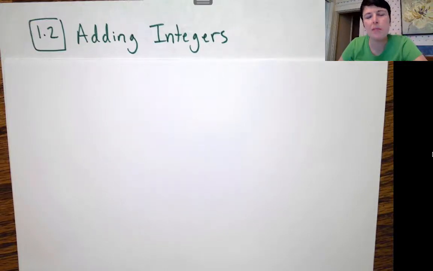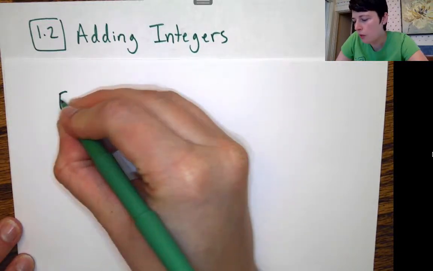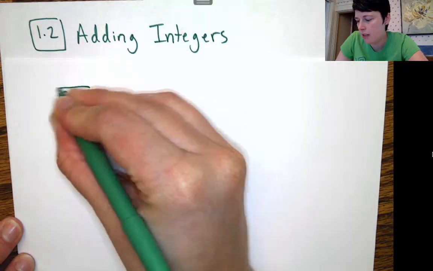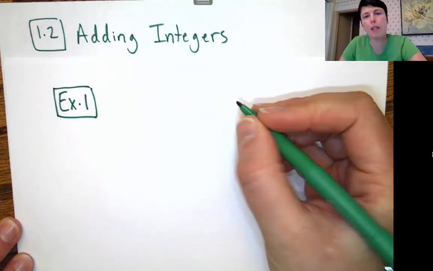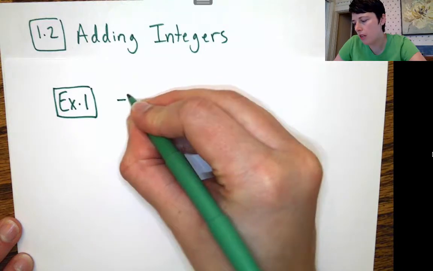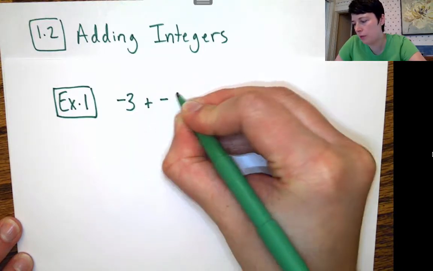Alright guys, another video on adding integers for you. We're going to look at some more types of problems because these take a lot of practice actually. So we're going to look at a problem that looks like this. Let me show you. Let's say we had -3 plus -6.